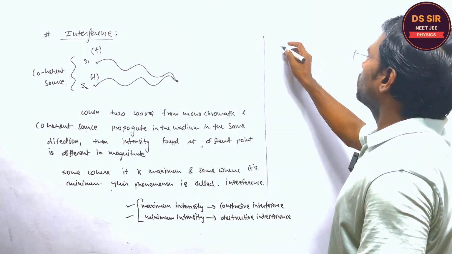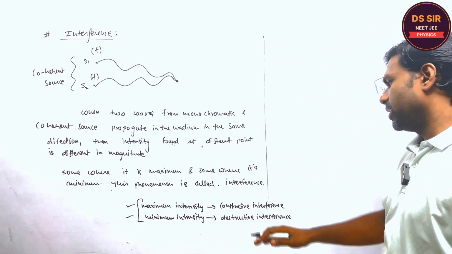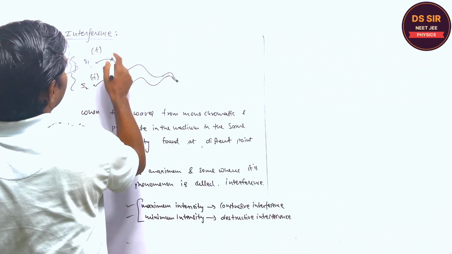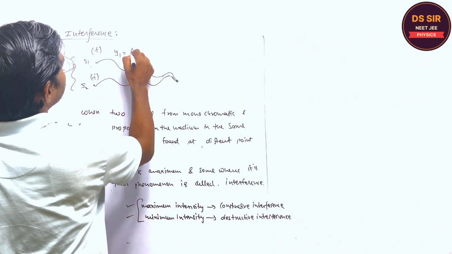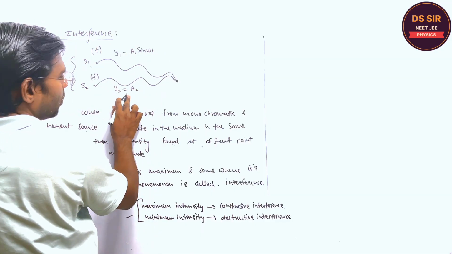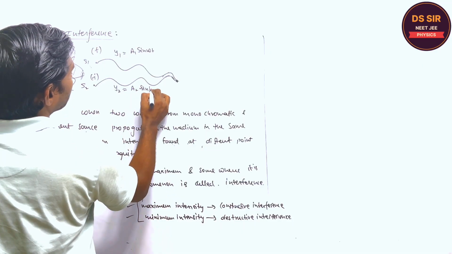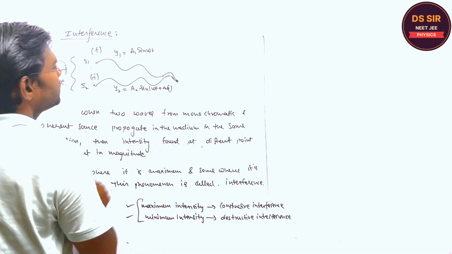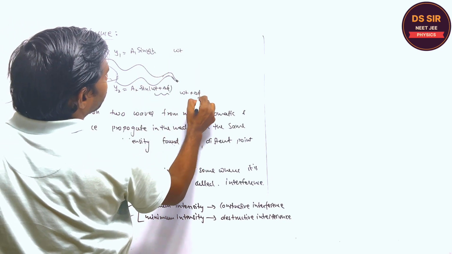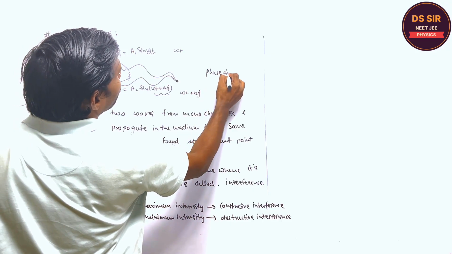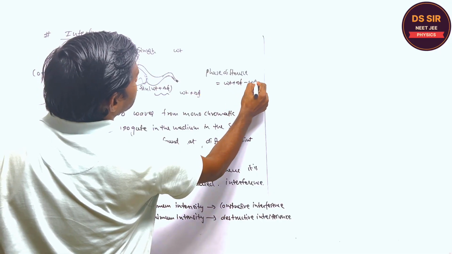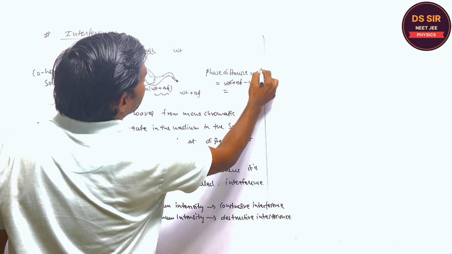Copy this. Now we have to find the expression for constructive and destructive interference. Suppose this is S1, producing a light wave: S1 equals A1 sine omega t, and there is another wave. The amplitude or intensity may be different, but suppose delta phi is the phase difference between them. Its phase is omega t plus delta phi. The phase difference is omega t plus delta phi minus omega t, so delta phi is the phase difference.